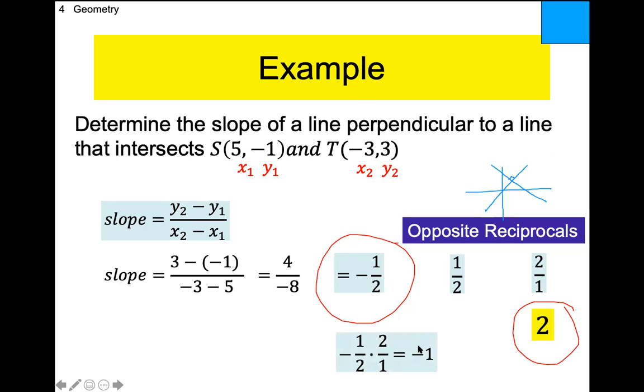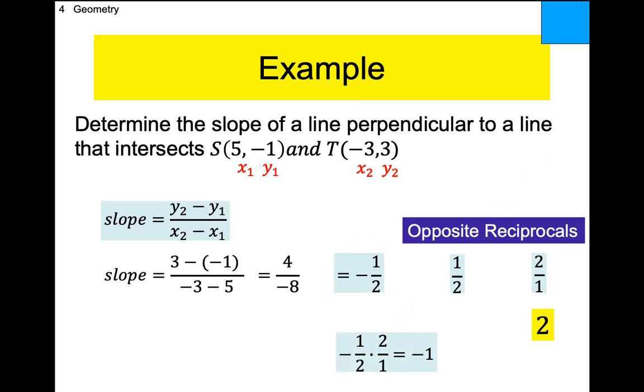Do you have to do this last step? No, right? You have to create the opposite reciprocal. But if you wanted to prove that they're perpendicular to each other and you were given two slopes, then you just simply multiply them together and see if you get negative 1. If you don't get negative 1, they're not perpendicular. By the way, if they're parallel, it doesn't really matter what happens when you multiply them. It's only if they're perpendicular would you ever multiply the slopes together.